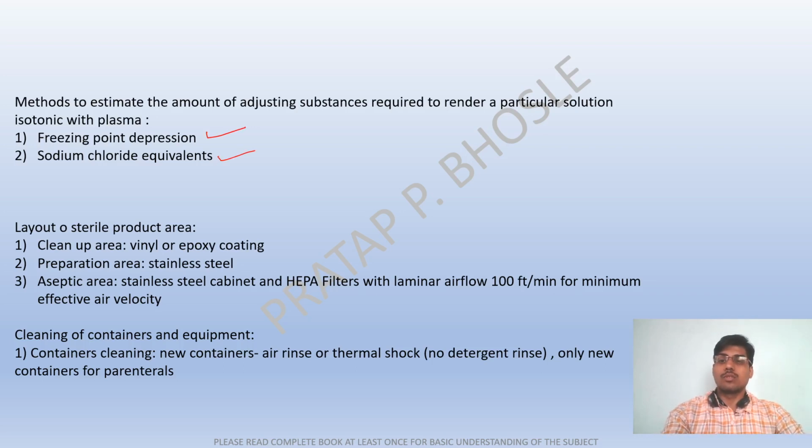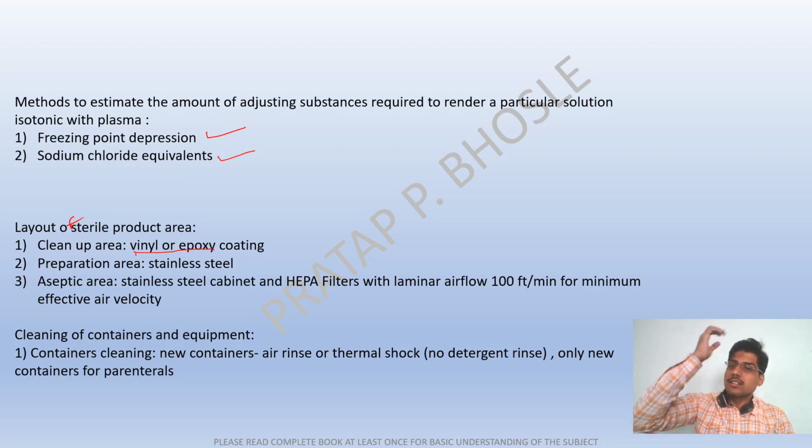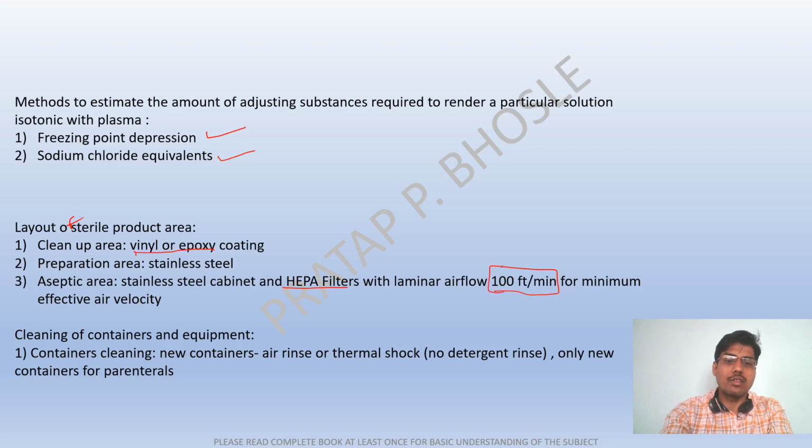Next is the layout of sterile product area. लेआउट क्या है? क्लीनअप एरिया विनाइल और इपॉक्सी कोटिंग होना चाहिए. कौन सा कोटिंग होना चाहिए? विनाइल और इपॉक्सी. प्रिपरेशन एरिया स्टेनलेस स्टील. प्रिपरेशन एरिया किसका होना चाहिए? स्टेनलेस स्टील का. असेप्टिक एरिया स्टेनलेस स्टील कैबिनेट का बना होना चाहिए. HEPA filters are also important, and laminar airflow speed should be 100 feet per minute.